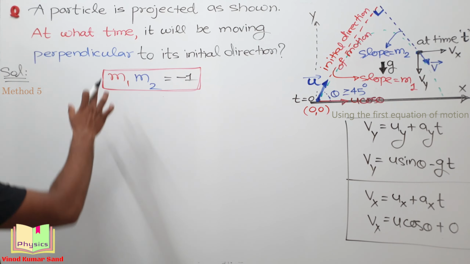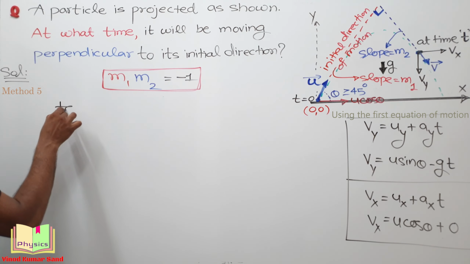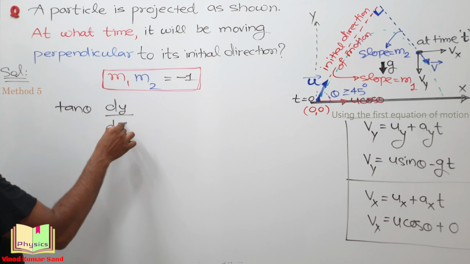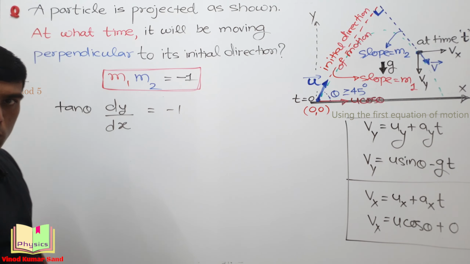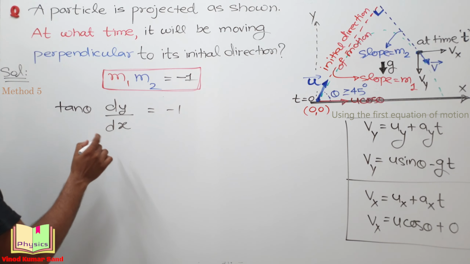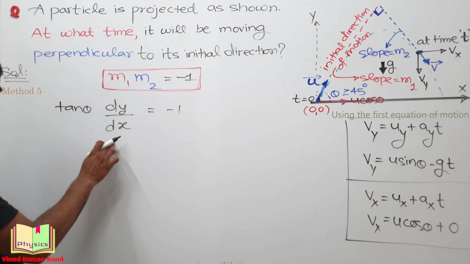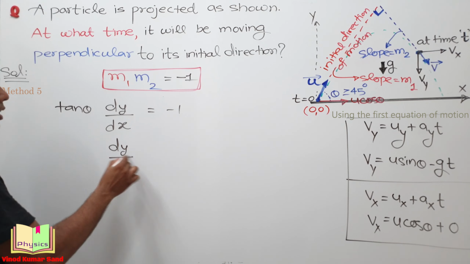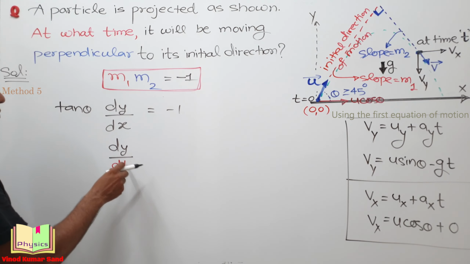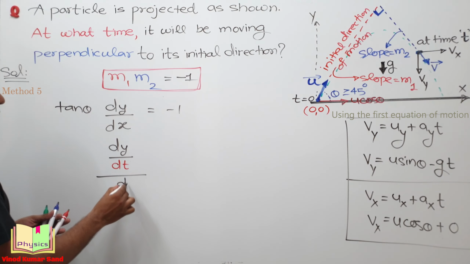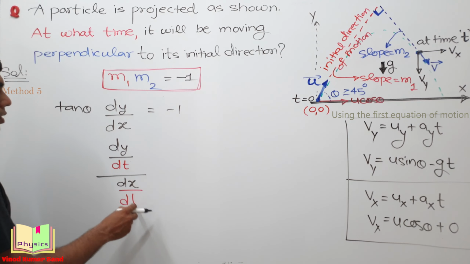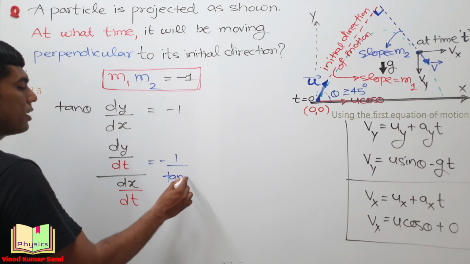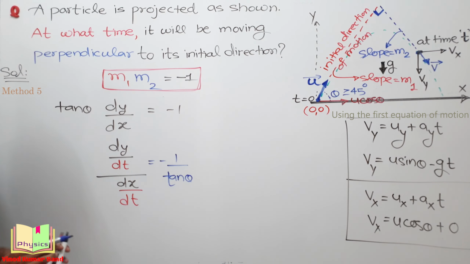I am coming back to this expression. M1 will be written as tan theta and M2 we write as dy by dx. This should be equal to minus 1. I am dividing by dt in numerator as well as denominator and shifting the tan theta to the RHS. Pay attention to what is being done. Dy by dt upon dx by dt is equal to minus 1 by tan theta. Do you agree with this simple computation?